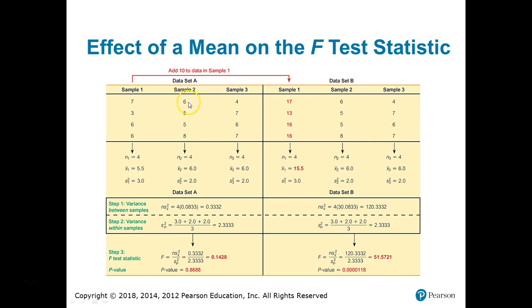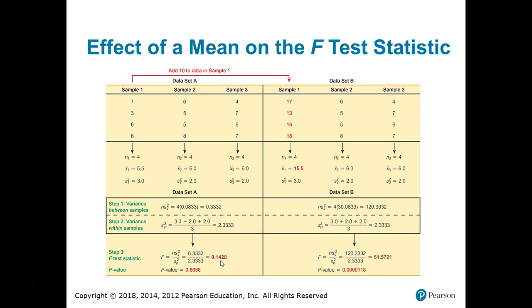For data set A, we have our sample 1, sample 2, and sample 3: 7366, 6558, 4767. So n is only equal to 4 for all three of them. Then we get our n1 equals 4. The mean of those is 5.5. The variance is 3, and so on. And then from here we get our variance between samples is 0.3332, and the variance within the samples is 2.3333, which gives an F statistic of 0.1428.